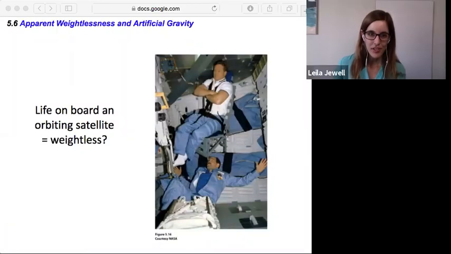Section 5.6, Apparent Weightlessness and Artificial Gravity. This is the ideas that we've already seen in the previous sections. So we can imagine for a moment if you are living on board an orbiting satellite. Does that mean you're weightless? Well, let's take a closer look to investigate this.